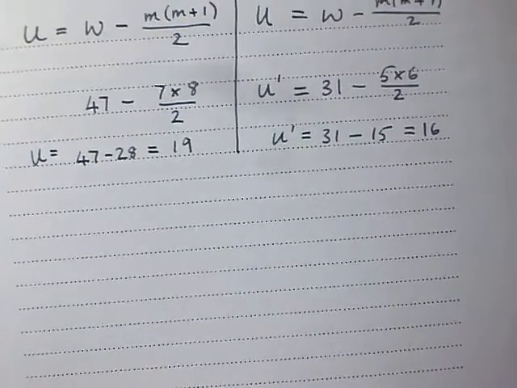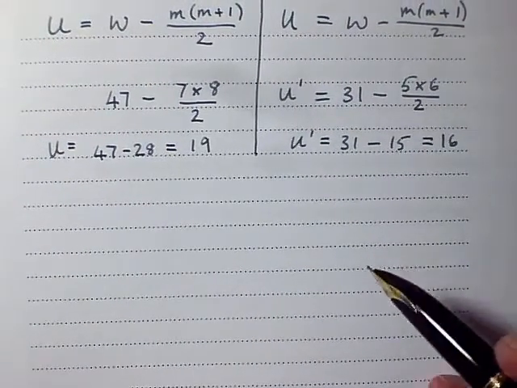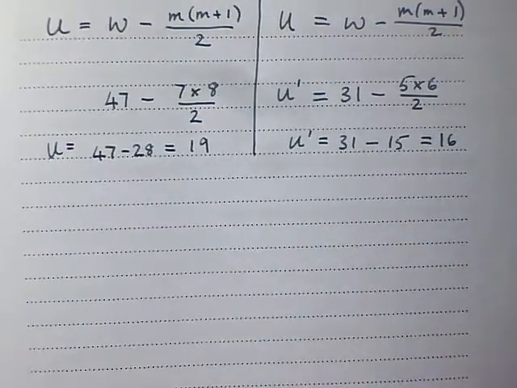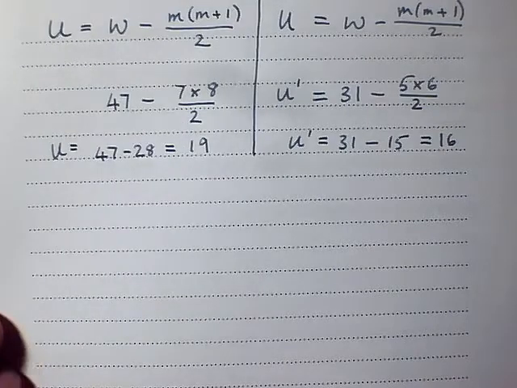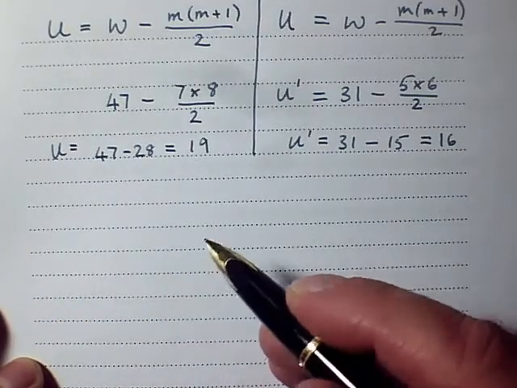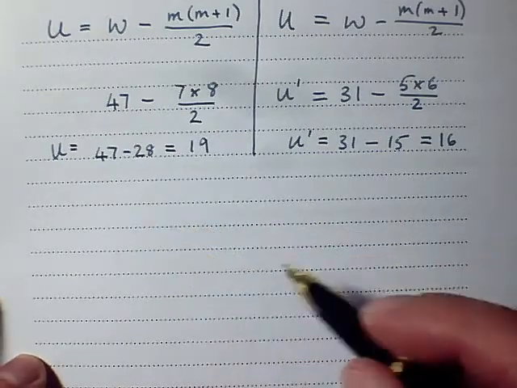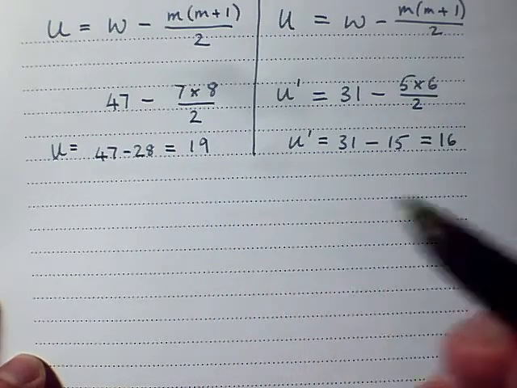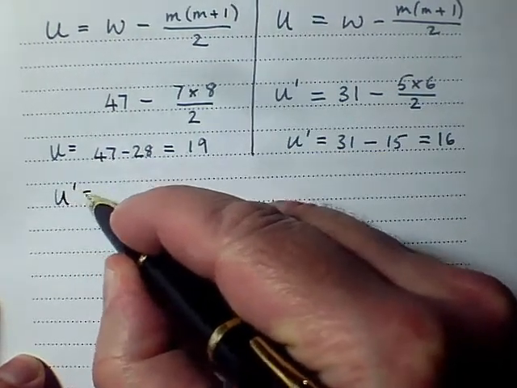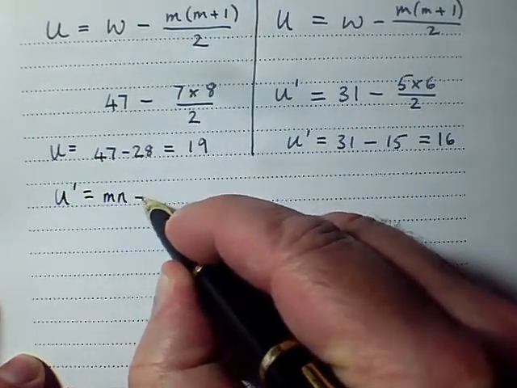Now, I mentioned I'd gone a slightly long way round. In practice, it's not strictly necessary to compute U and U dash, both of them from scratch, because, again in the formula book, there's another formula that tells us a quick way to get the U dash once we've got our U. So I could have got either of these first. Here's how we would have got the second one. The formula in the formula book is that U dash equals mn minus U.